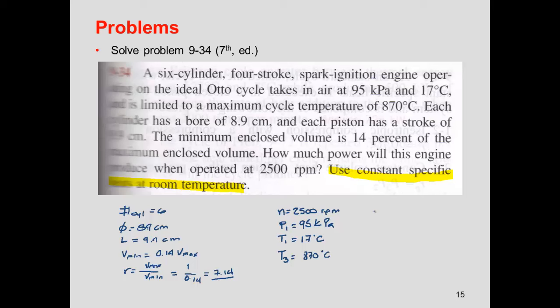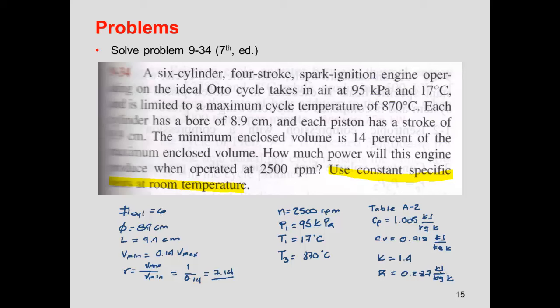so that is at 25 degrees, and this can be consulted at table A-2. Cp is equal to 1.005 kilojoules per kilogram Kelvin. Cv is 0.718 kilojoules per kilogram Kelvin. This ratio will give you 1.4, and it's dimensionless. And recall, R for air is 0.287 kilojoules per kilogram Kelvin.